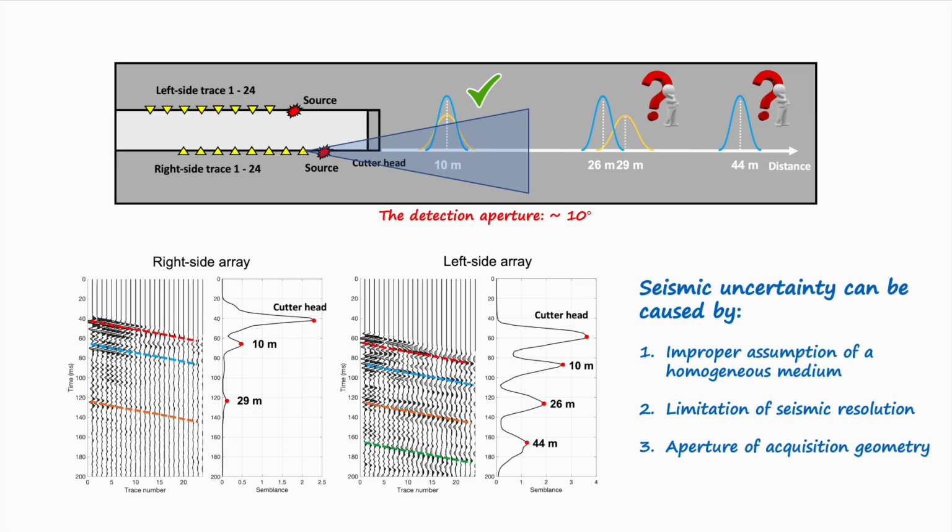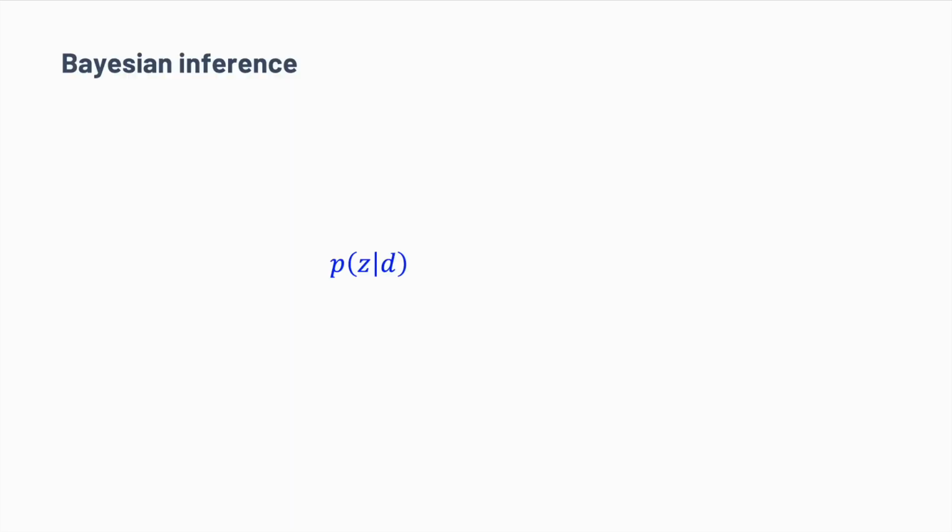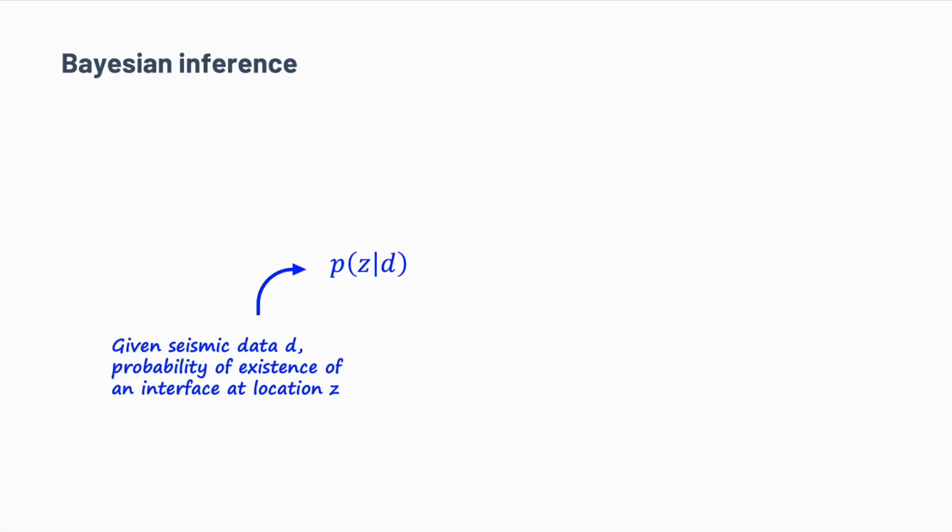To mitigate the seismic uncertainty, we propose a new method to quantify the seismic observation using Bayesian Inference on multiple seismic data. Based on Bayesian Inference theory, given seismic observation data D, the probability of the existence of an interface at location Z can be calculated using the following formula.